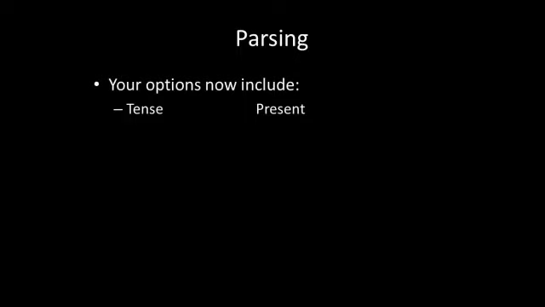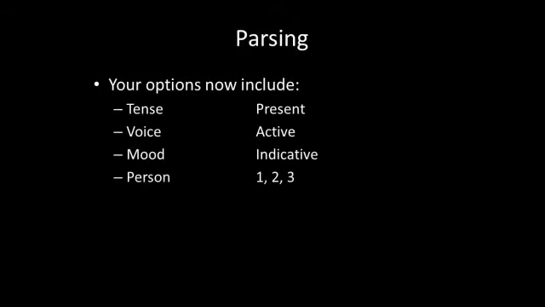So far, tense is pretty easy. All we've studied to this point is present. So guess what you put? Present. Voice, all we've studied is active. So you put active. Mood, indicative. So you got three points right there. Present, active, indicative. Person is not so bad either. It's either first, second, or third. And number is either singular or plural. If it's a first singular form, you would put first singular. If it's a third plural, you'd put third plural.